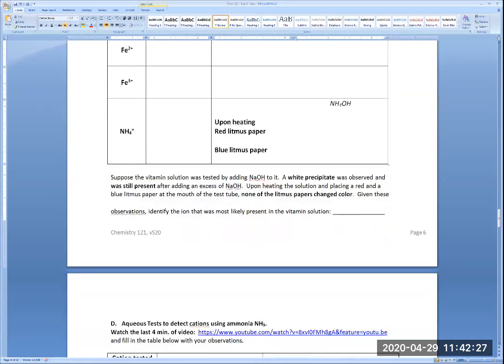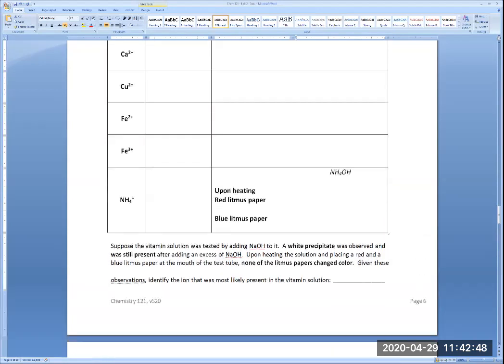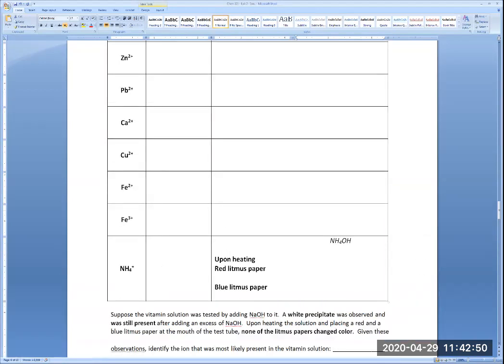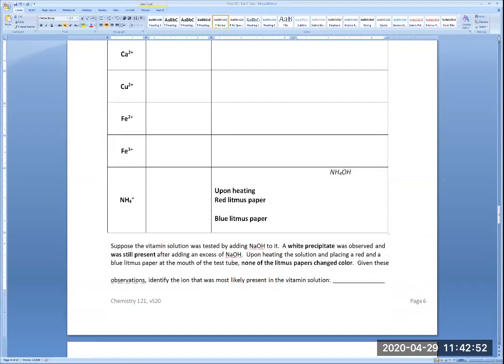Again, when you need to identify the ion that was most likely present in the vitamin solution, you will need to read the observations that were made for the vitamin solutions. It's not part of the video, and there is no video showing that. So you need to take the words here, and from these descriptions, find which ion corresponds to those observations, right? There is only one ion that should fit these descriptions.